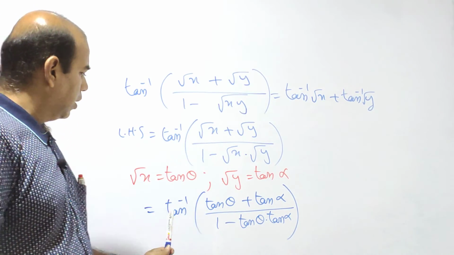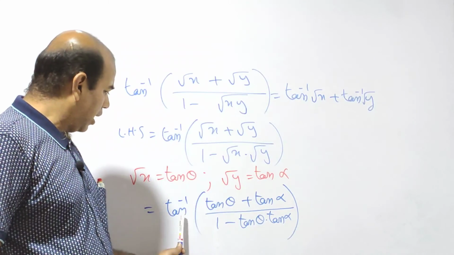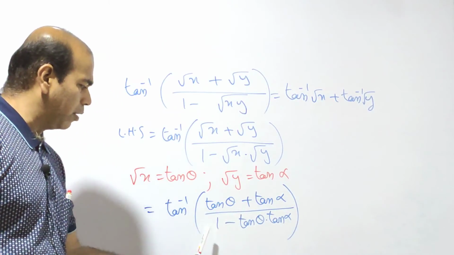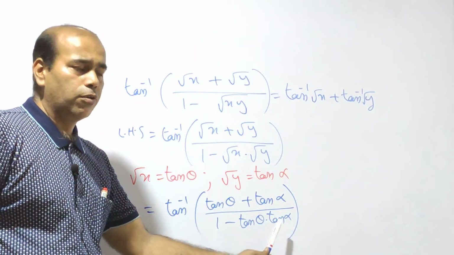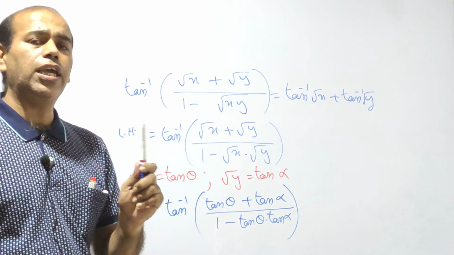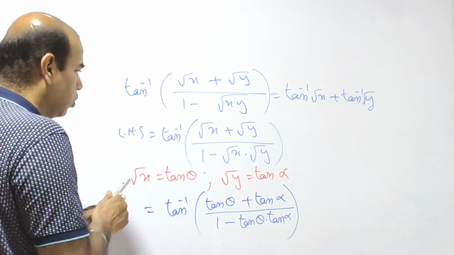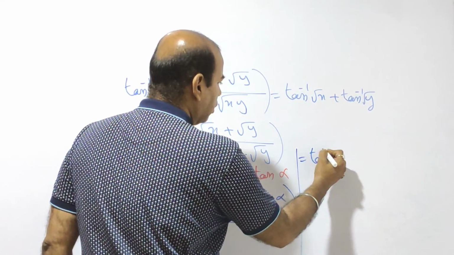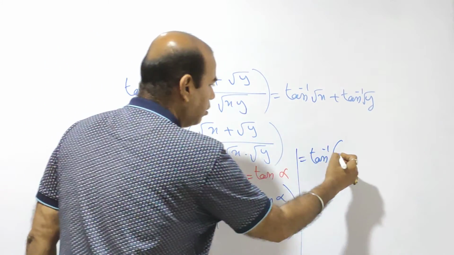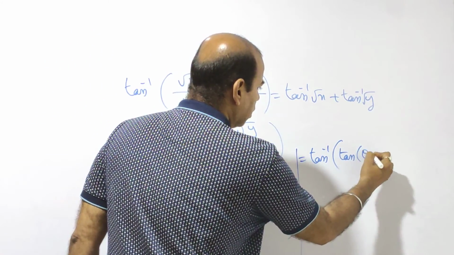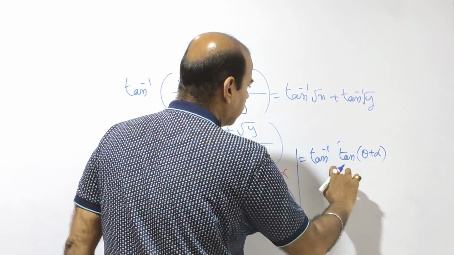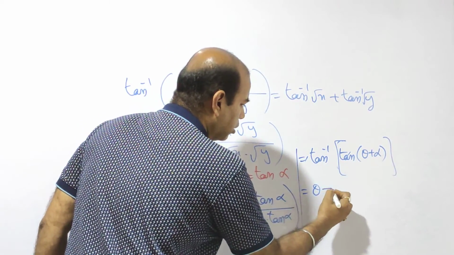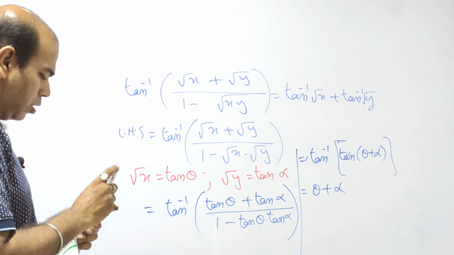Now see, this is tan inverse of (tan theta plus tan alpha) whole thing by (1 minus tan theta into tan alpha). Like tan A plus tan B by 1 minus tan A into tan B, which means what? Tan of A plus B. So this changes like this: tan inverse tan of theta plus alpha. So I can remove this, I am getting theta plus alpha.